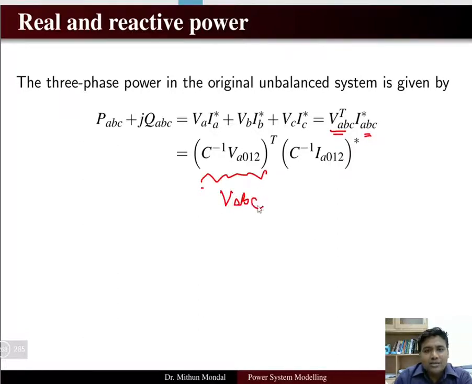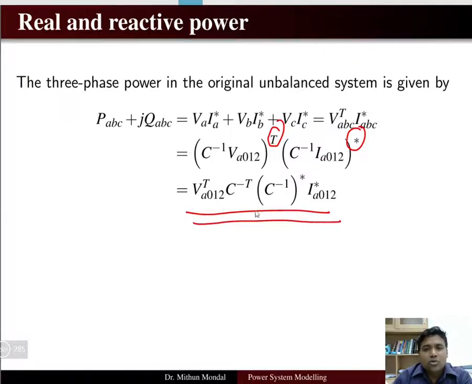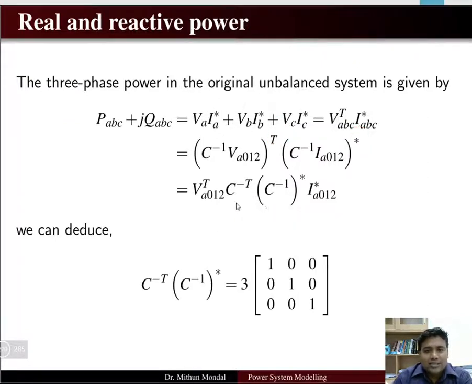So V_ABC of the three phases can be written as C inverse times V_A, that is the positive sequence, negative sequence and zero sequence components of the A phase, transposed, and similarly for I_ABC. After that we take the transpose and the conjugate of this expression. So now we can see that C transpose into C inverse conjugate will be equal to 3.